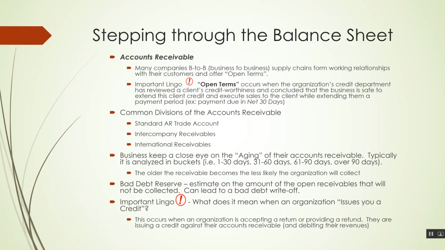Another thing that businesses will keep an eye on as it relates to their accounts receivable is the aging of the receivable. The receivable aging is very important, and typically the receivables are going to be analyzed in buckets. So invoices that are 1 to 30 days old, that's a comfortable time frame. If the lion's share of my clients are on net 30-day terms, and all my receivables are between 1 and 30 days old, that's great because all my accounts are current.